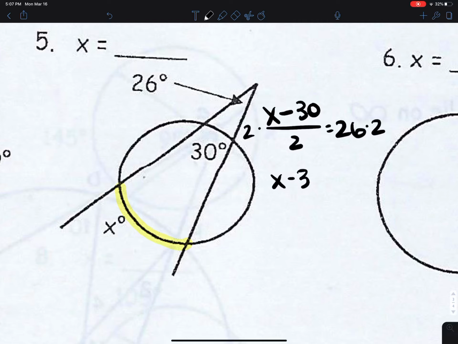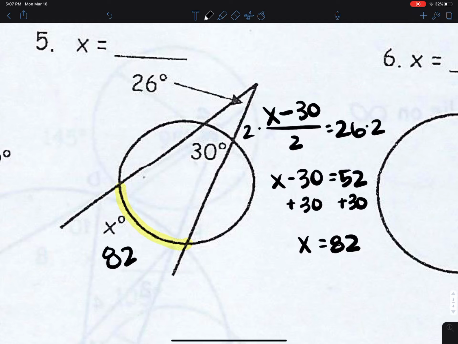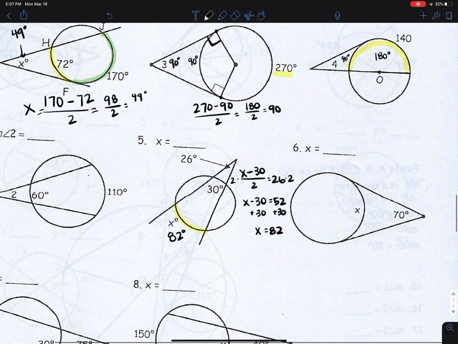So we have x minus 30 equals 52. Then we'll add 30 to both sides. So we get that that arc is 82 degrees. So you just have to solve it backwards or do some backwards logic there.